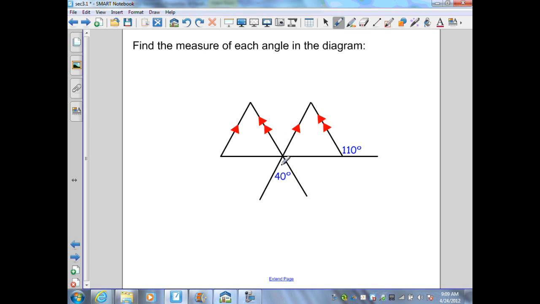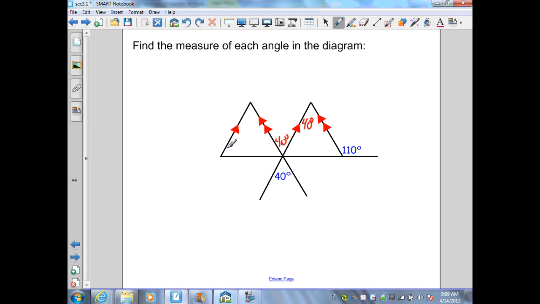I know that these two angles are vertical angles, therefore I know they're congruent, so this is 40 degrees. I also know that I have a set of parallel lines intersected by this transversal. And I know that these two angles are alternate interior angles. Therefore, two parallel lines cut by a transversal, then alternate interior angles are congruent.